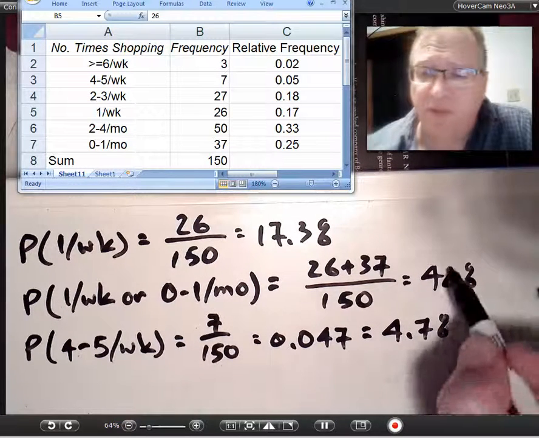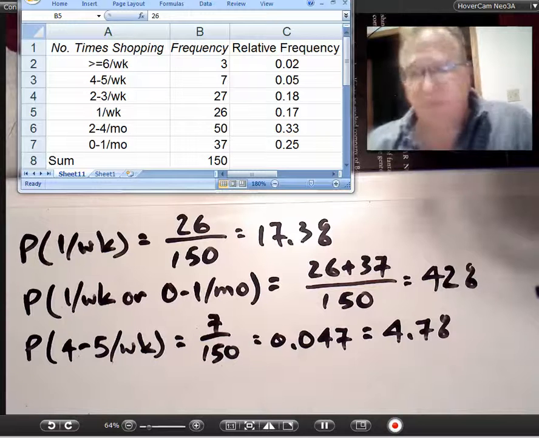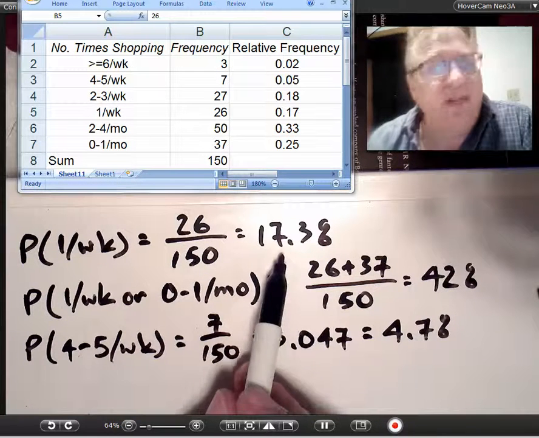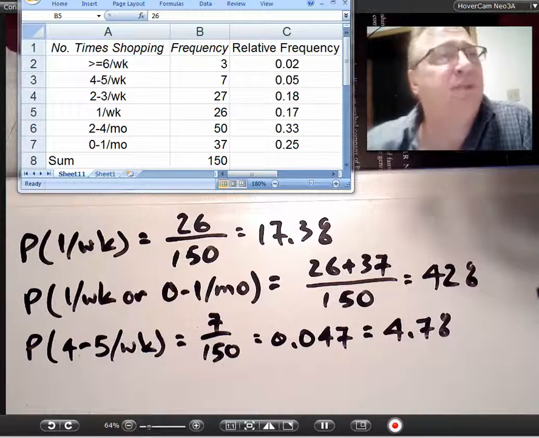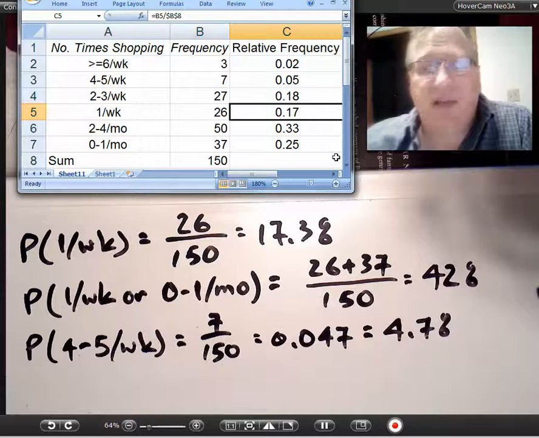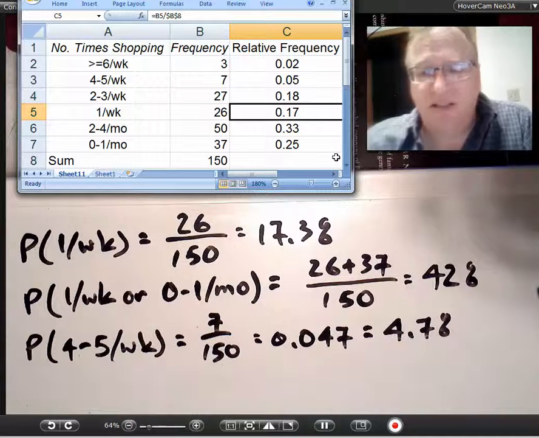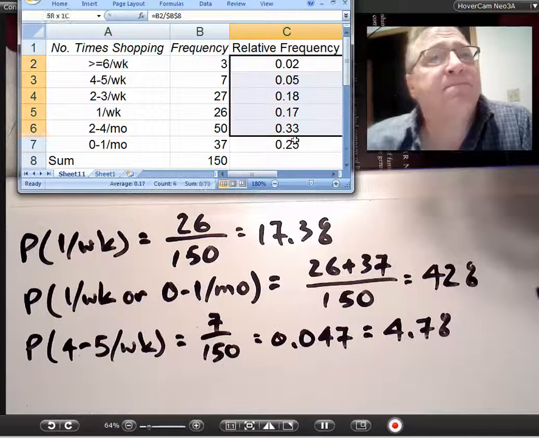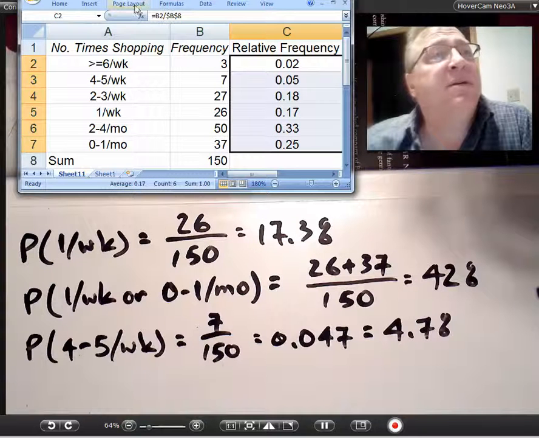Now, what some of you might have noticed if you're watching this is that this 17.3 for our probability of once per week, here's our probability of once per week, looks a lot like that number. In fact, it is the same number.